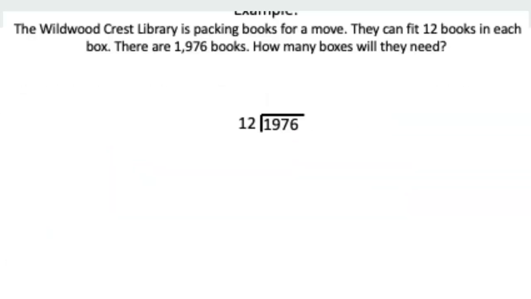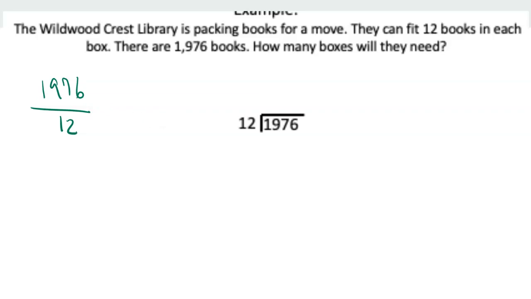So it says the Wildwood Crest Library is packing books for a move. They can fit 12 books in each box. There are 1,976 books. How many boxes will they need? So I'm taking the number 1,976 and I'm dividing it by 12. And that is shown on my sample problem.